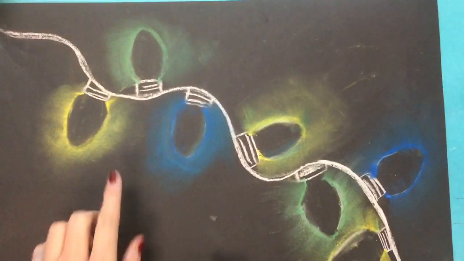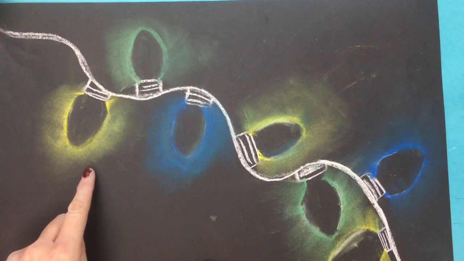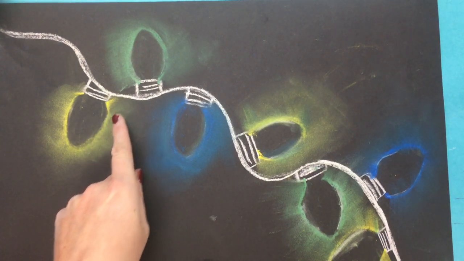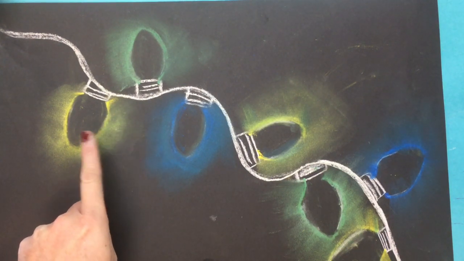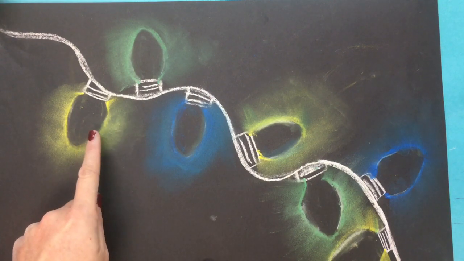Another contrast is the fading light here against the darker light towards the center of the bulb. That's also a nice contrast, dark to light.